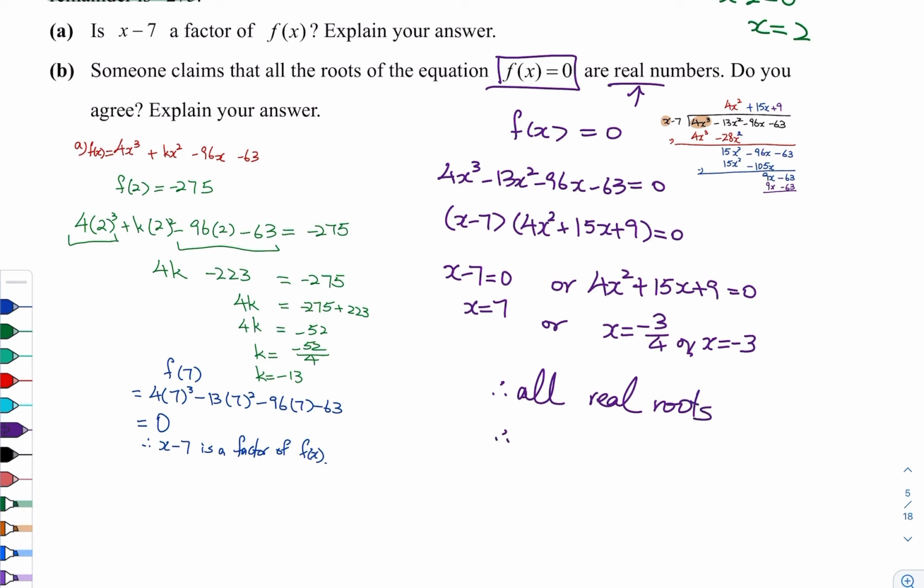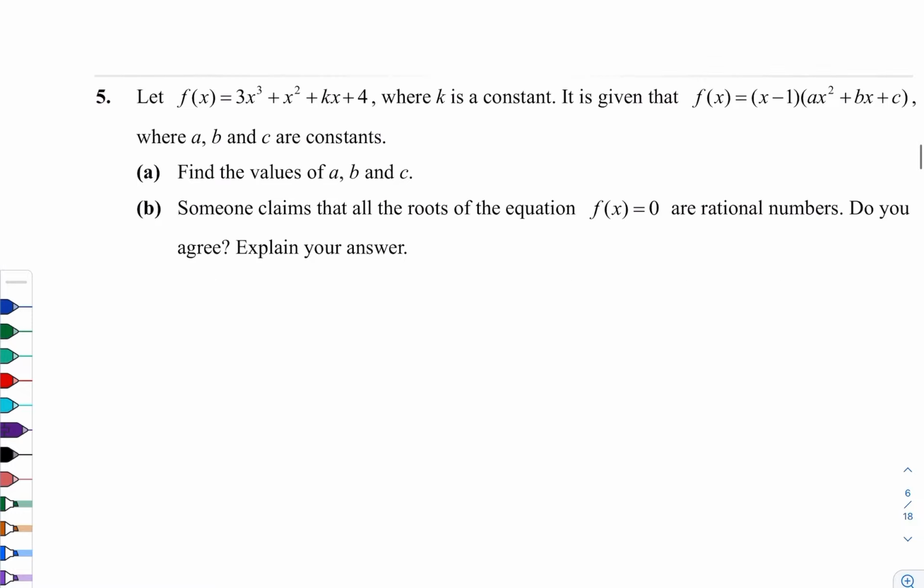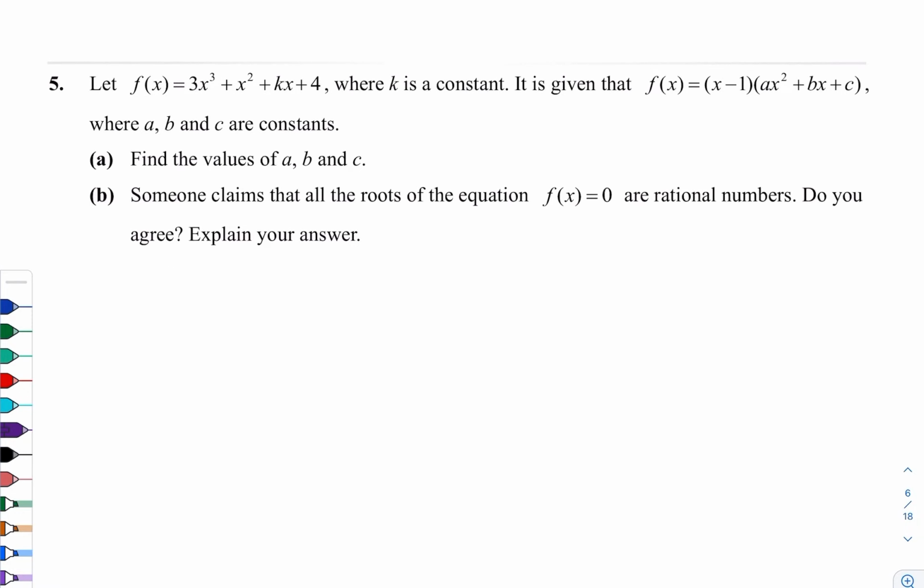So is the claim correct? The claim is correct. Okay, then let's just continue. Next one. You are given two different parts. f(x) is this thing and f(x) is that thing. If that is the case, what we do is actually comparing the coefficients.